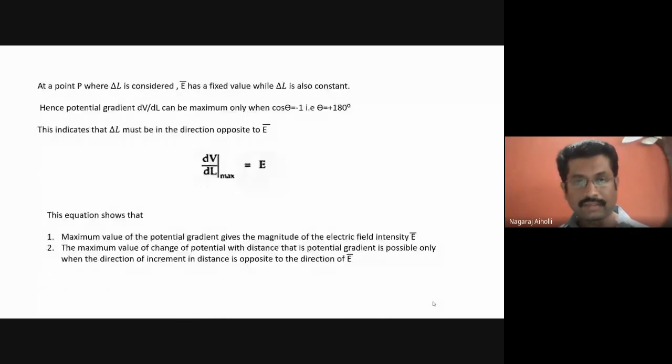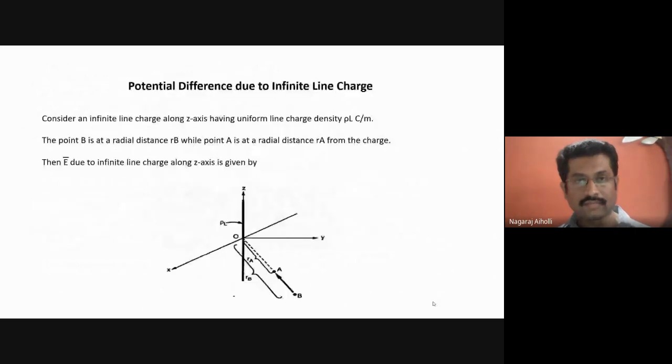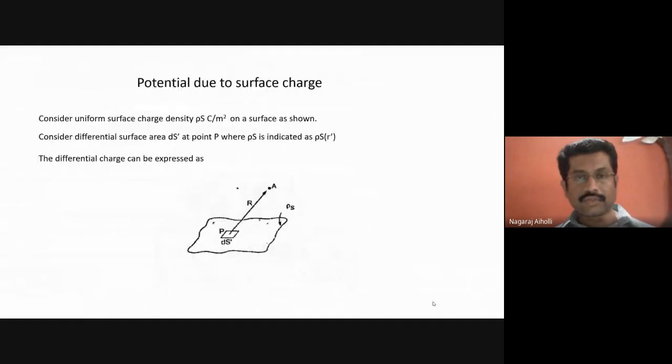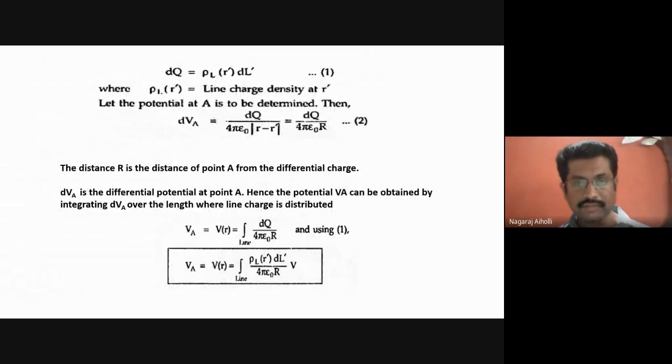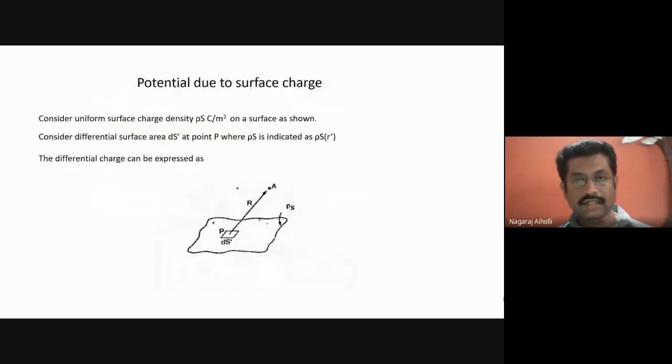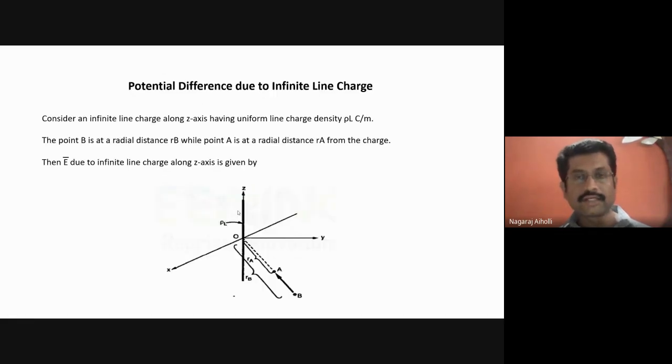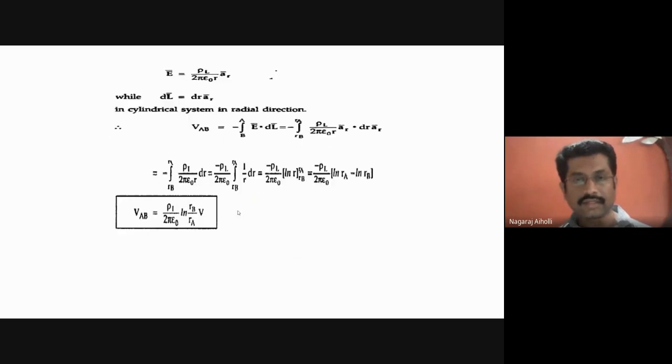In today's class, we have discussed the topics: we started with the potential due to line charge, then potential due to surface charge. This is the equation that we have got. Just note this equation. Then potential due to surface charge is similar to potential due to line charge. Instead of dl dash, we'll get ds dash. That is the only change in the equation. The rest of the equation remains the same. Here we get a line integral, there it is a double integral or surface integral. These are the differences. Then potential difference due to infinite line charge. The equation that we obtained is VAB is equal to rho L by 2 pi epsilon naught ln RB by RA volts.